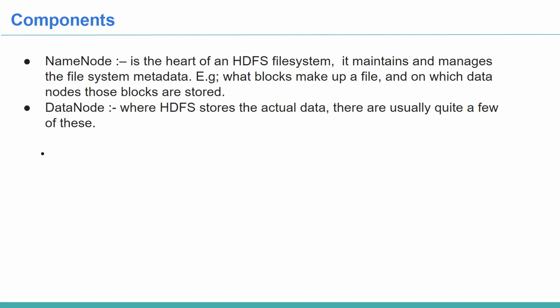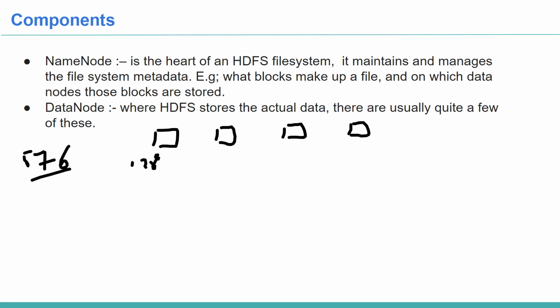Now someone can argue, what if my data is, say, 576 MB? How will it store the data? I know I can store the data in 128 MB blocks, so I'll have 4 blocks: 128 MB here, 128 here, so it is 256 now, and similarly here and here. Overall, 512 MB of data we can store in 4 different blocks.